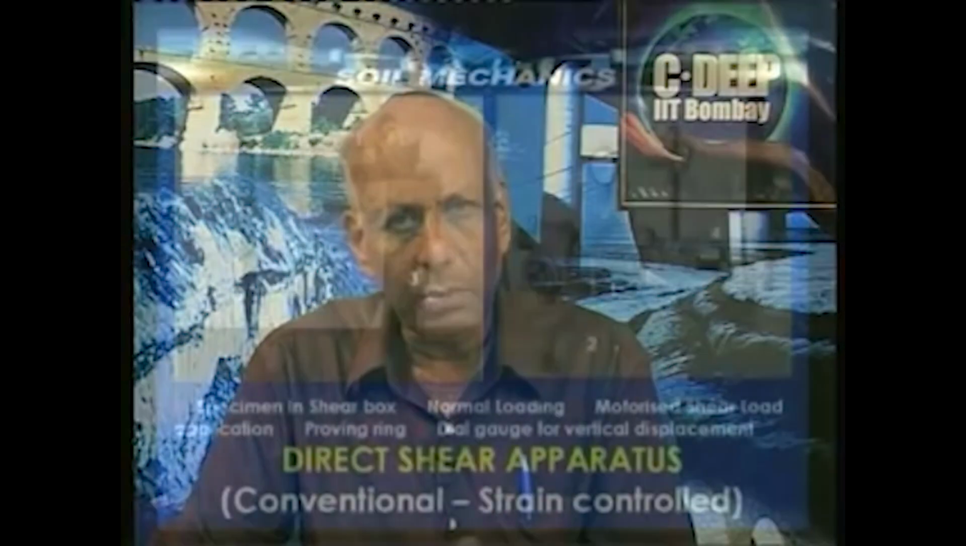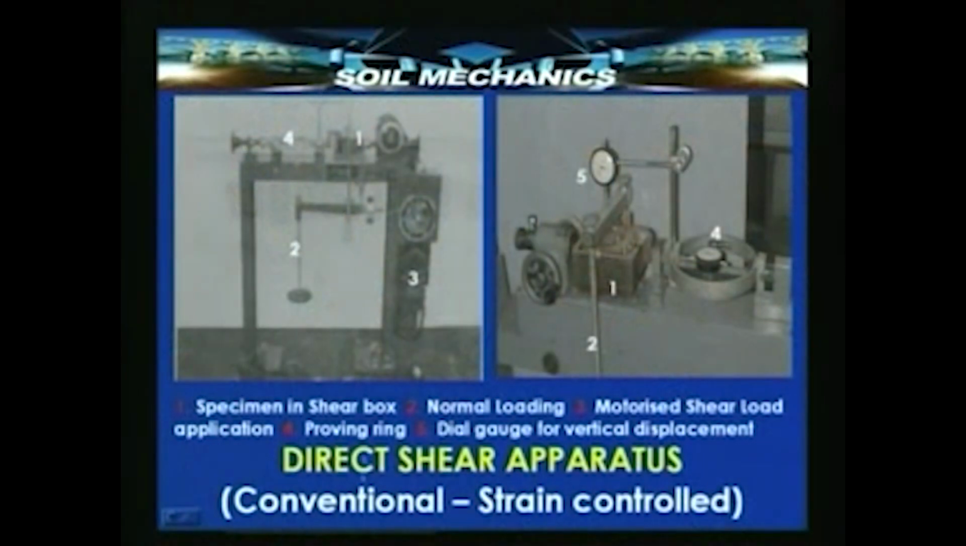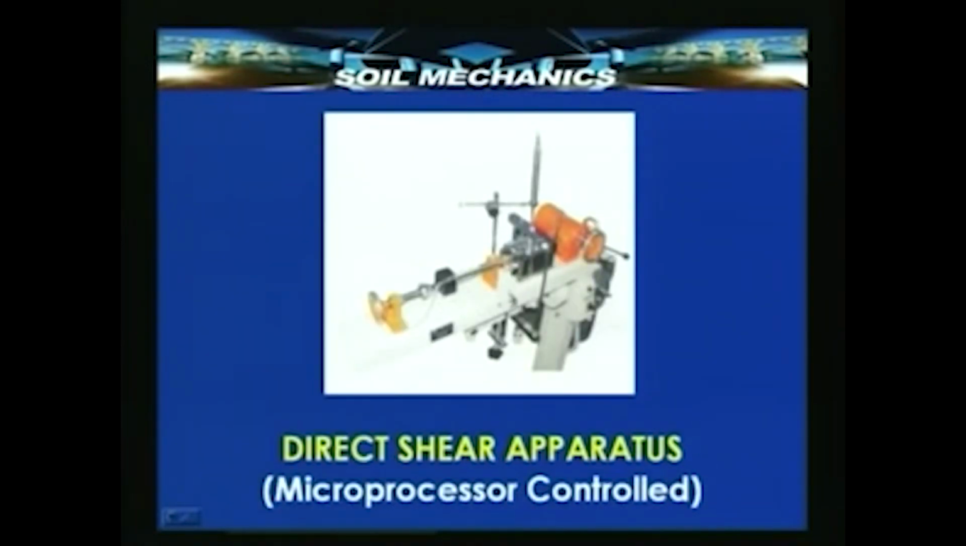Now, let us take a look at the same two equipment once again. Both of these are conventional equipment, both are strain controlled, because here there is a motor, here there is a motor, which makes the upper portion of the container here to move at a uniform rate of displacement. Same thing here. On the other hand, here is an equipment which is very sophisticated and microprocessor controlled.